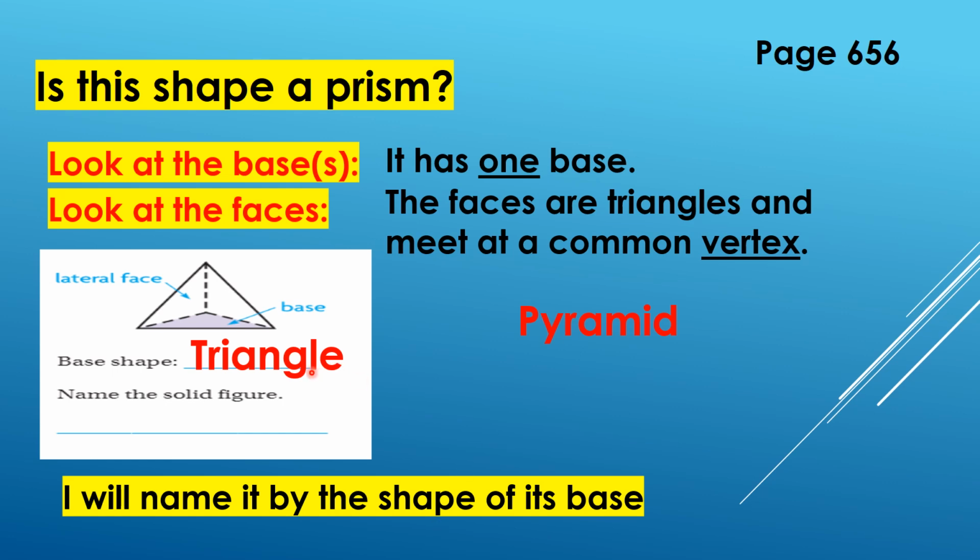It's a triangle. So what do I call now the solid figure? Can you guess now? It has two words. I will start with the base shape, and the second name is the 3D figure. Excellent students, triangular pyramid. Triangular pyramid. This is the name of this 3D figure.